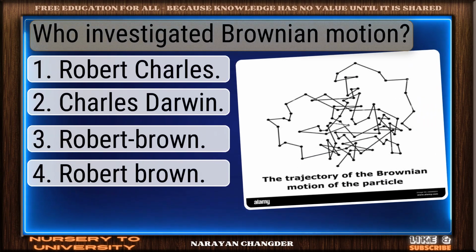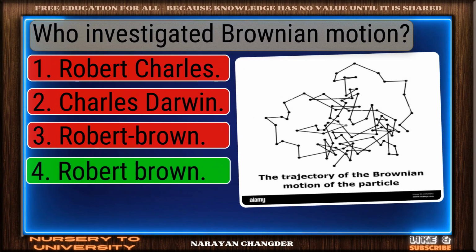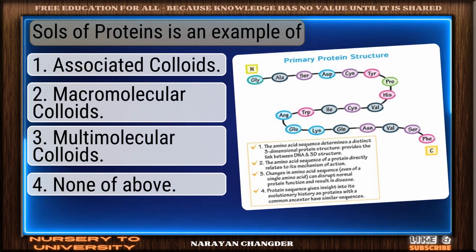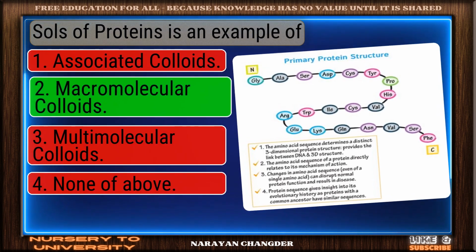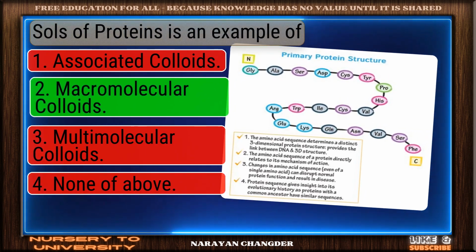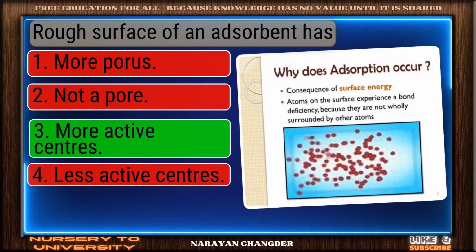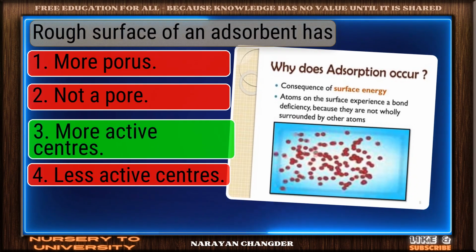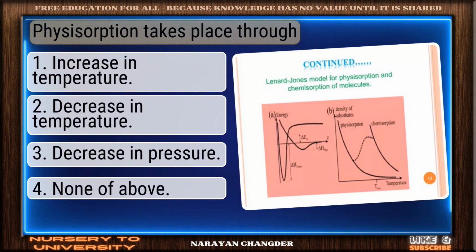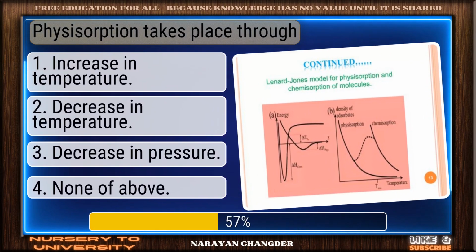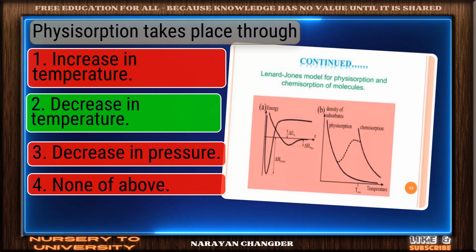Who investigated Brownian motion? Well picked. Robert Brown is the correct answer. Sols of proteins is an example of... On track. Macromolecular colloids is the correct answer. Rough surface of an adsorbent has? Exactly. More active centers makes sense, and it is right choice. Physisorption takes place through... Excellent. Decrease in temperature is a brilliant choice.